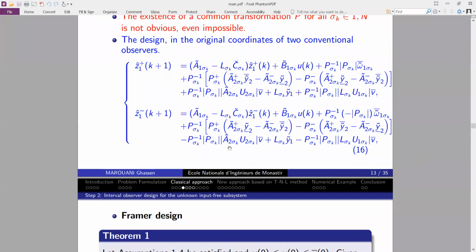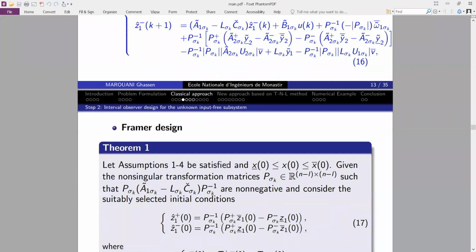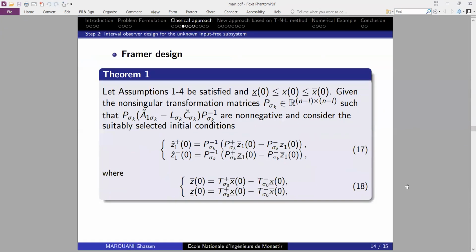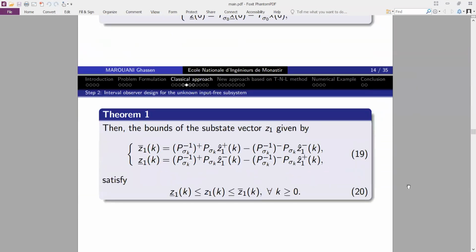To guarantee the positivity of the framer, the condition of the existence of the framer design is given in the following theorem, where P sigma Q is a non-singular transformation such that those matrices are non-negative. And the bounds of the substate vector Z are given by the following equation, satisfying the inclusion given by this equation.